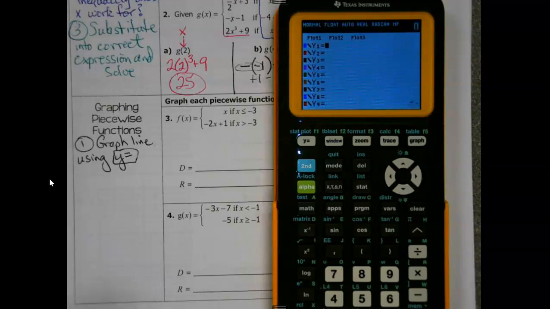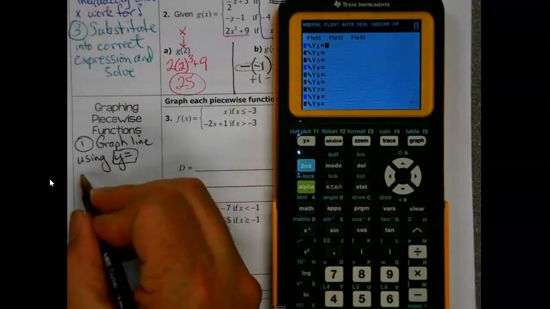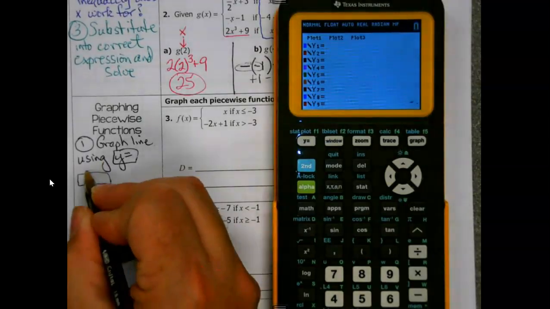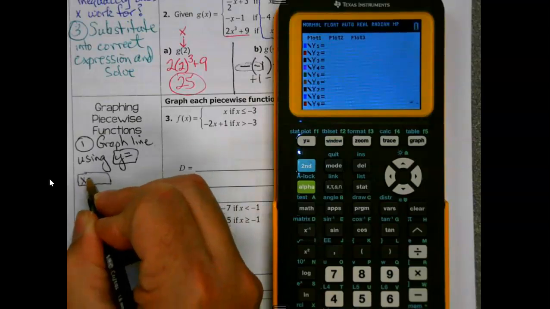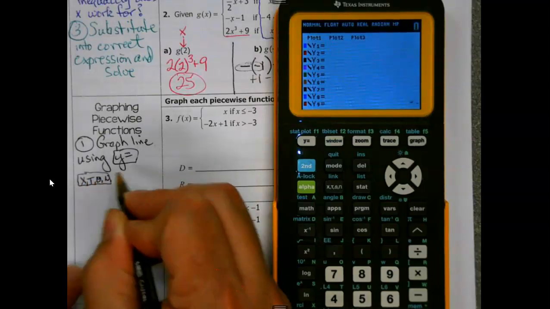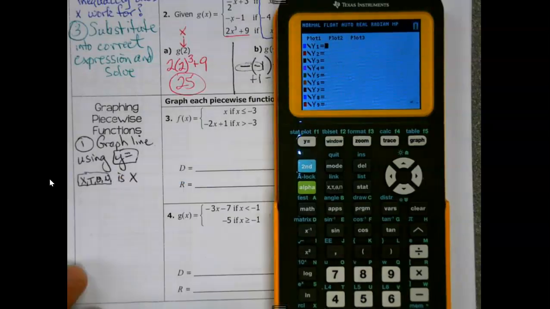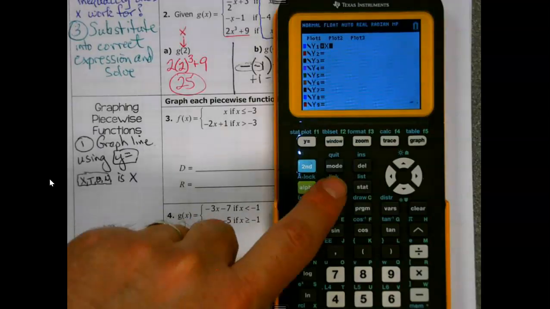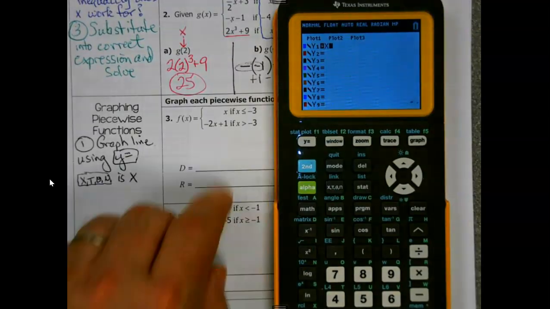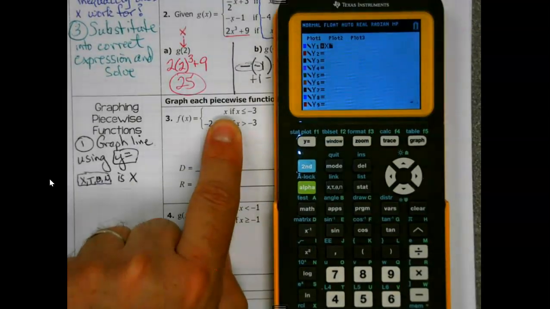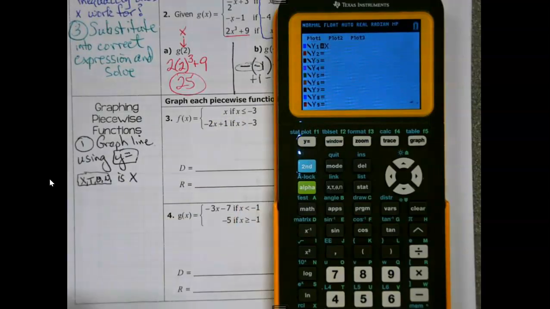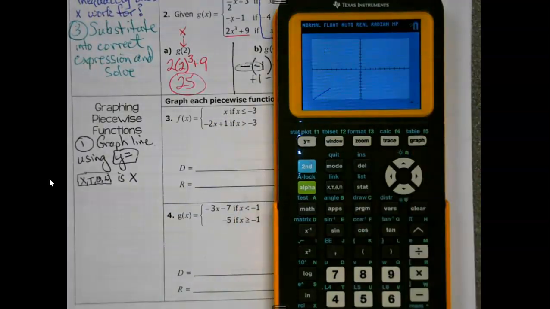So, other little things to note. If you haven't used these before, the x, t, theta, n button is x. So if I just want x, that's the one I want. I don't want to use alpha to do x. I just want to use this one. That's all I have for this one, just x. So I can look at the line. I can hit graph. Okay, you're like, yep, there. See the line. There it is. But I need to have accurate points.